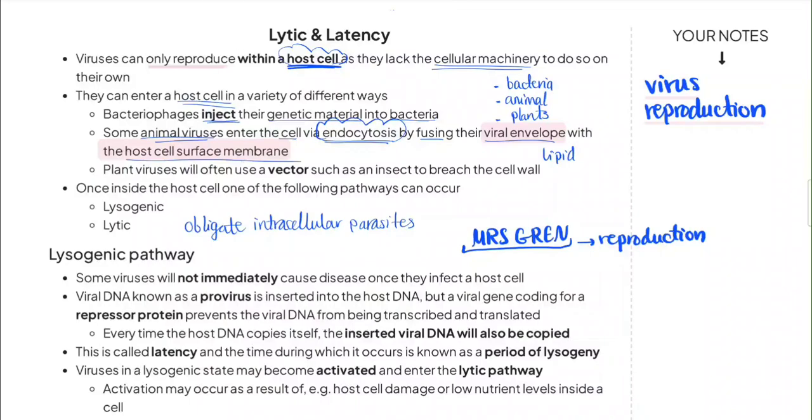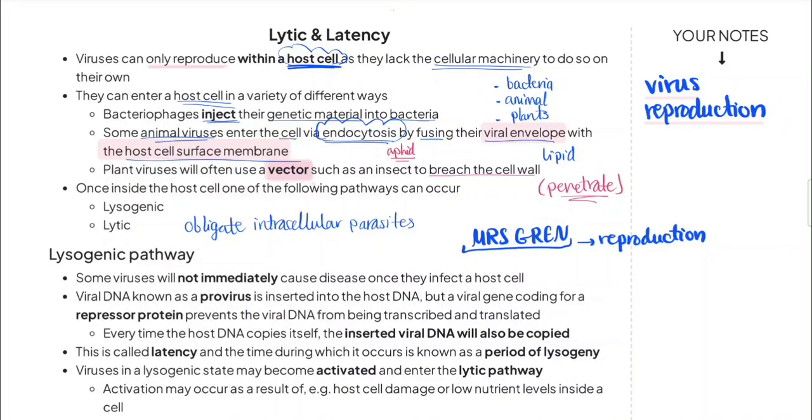The third thing is the plant viruses, and they use a vector such as an insect, the aphid. You guys know it? An insect such as the aphid to breach the cell wall, in order to penetrate the strong cellulose cell wall. We have to do something to that.